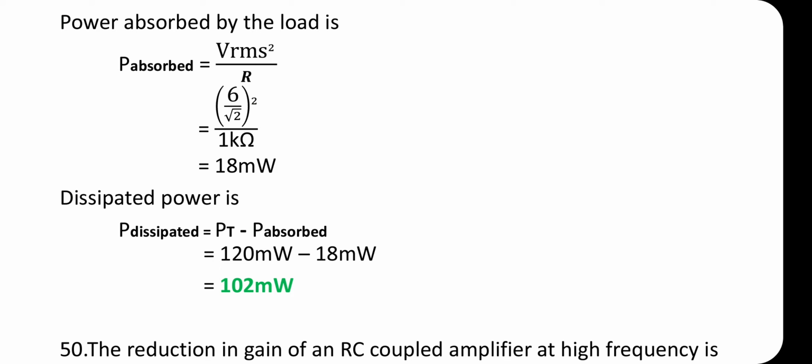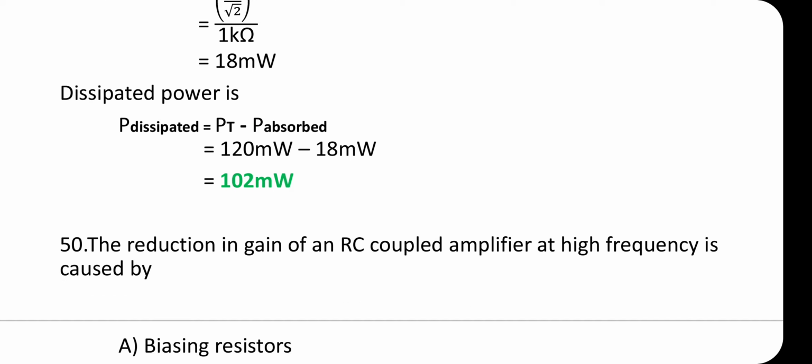Hence, we need the dissipated power. By Tellegen's theorem, power delivered by the source equals the power absorbed by all elements. Therefore, power dissipated equals total power minus power absorbed, which is equal to 120 milliwatt minus 18 milliwatt. The answer is 102 milliwatt.